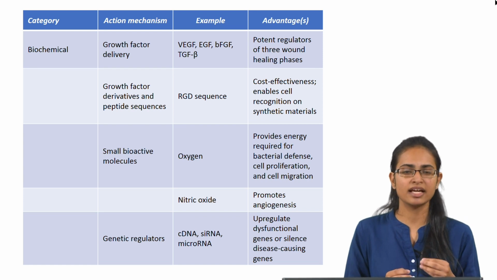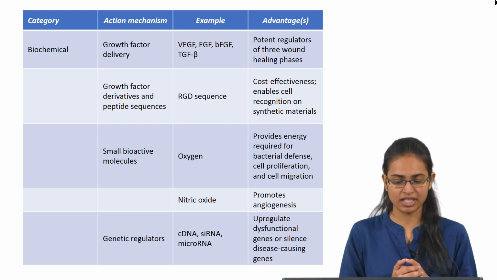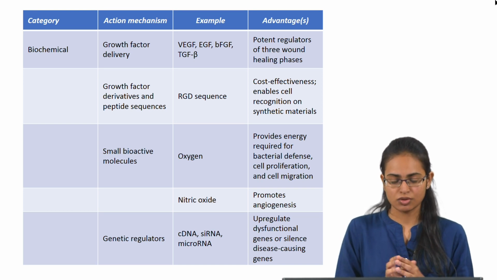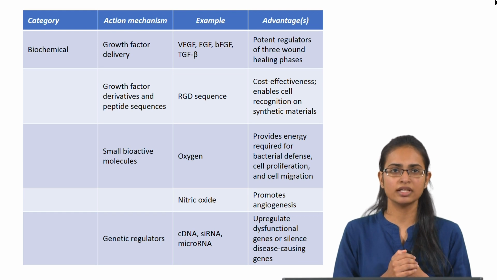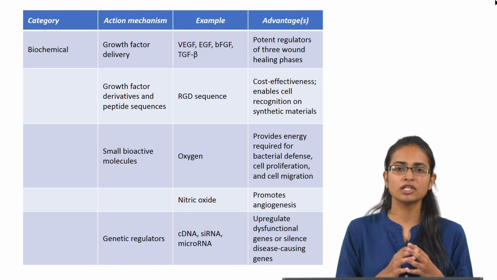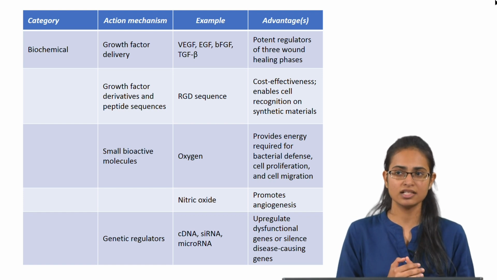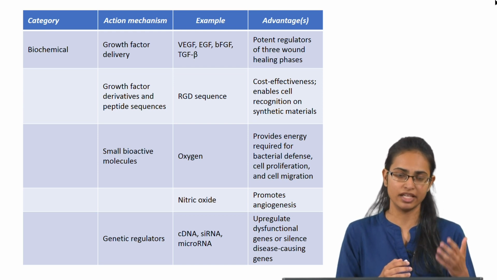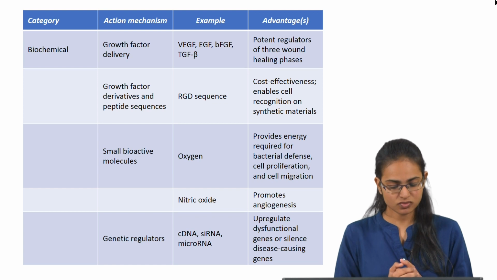The best characterized peptide sequence is the RGD sequence consisting of the amino acids arginine, glycine and aspartic acid. This sequence is found in several ECM proteins and can also be incorporated into synthetic materials, which usually lack cell adhesion sites. This can help in cellular adhesion and migration into the graft.